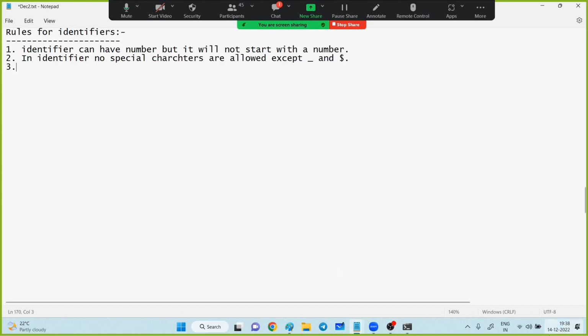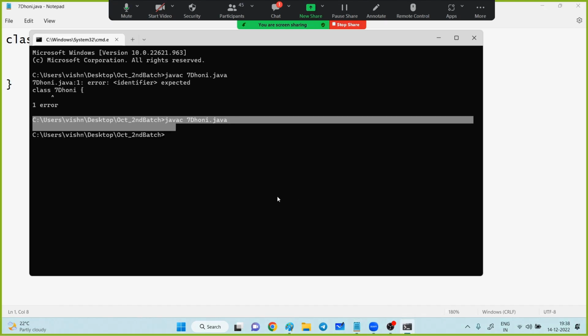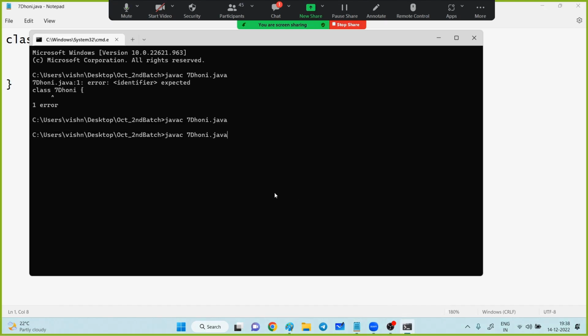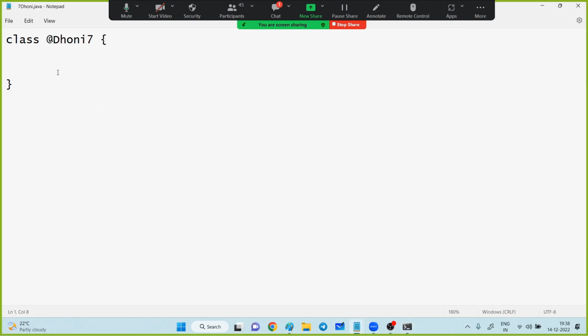This is the second rule. Now we have created a class, right? Dhoni class. Suppose first I will keep the at the rate symbol, then I will save it here. Then I will compile here. Now see again, it is throwing an error or not. Identifier expected. Here it is showing the pointer. Okay, it means you are not following the rule, that's why it is throwing an error.